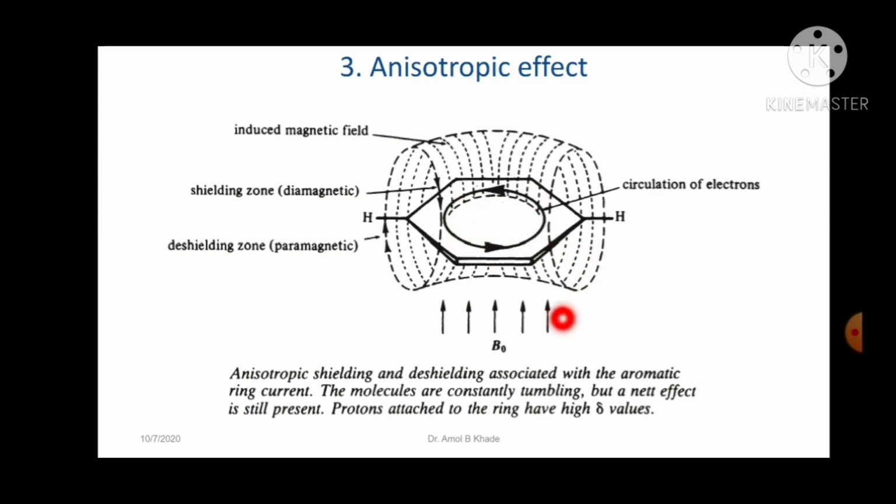When we take this type of molecule under the influence of an applied magnetic field, they will be aligned in this particular way. The induced magnetic field generated at the center, due to the ring current, acts diamagnetically. Anything on the periphery, the protons attached to this kind of aromatic ring system, which are called aromatic protons, are in the paramagnetic zone, or the deshielded zone. That's why aromatic protons usually come in the region of 6 to 9, or 6 to 8.5 delta value.